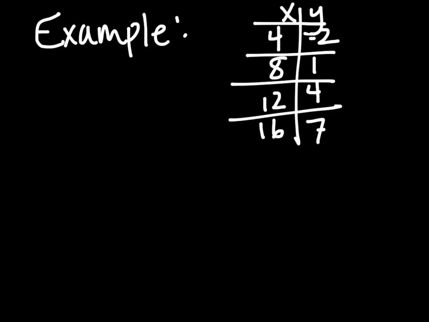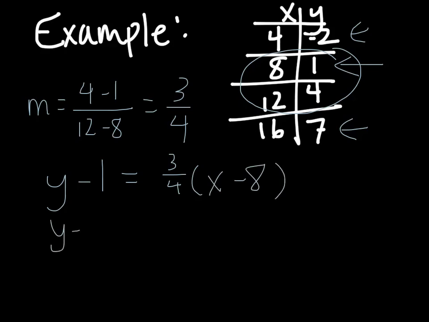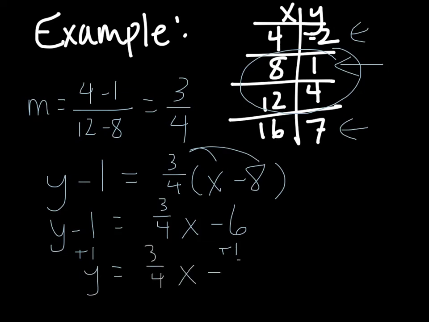If I'm given this table, first thing I'm going to do is I'm going to pick 2 points to find the slope. So I'm going to say, okay, m equals I'm going to pick these two because I don't want to use those positive or those negative numbers, and those ones are getting a little too big. So I'm going to do 4 minus 1 over 12 minus 8. So my slope is 3/4. And now I'm going to say y minus, and I'm going to pick this point to use. So y minus 1 equals 3/4 times x minus 8. So y minus 1 equals 3/4 x. I'm just distributing here. Minus 6. I'm going to add 1 to both sides. Y equals 3/4 x minus 5.